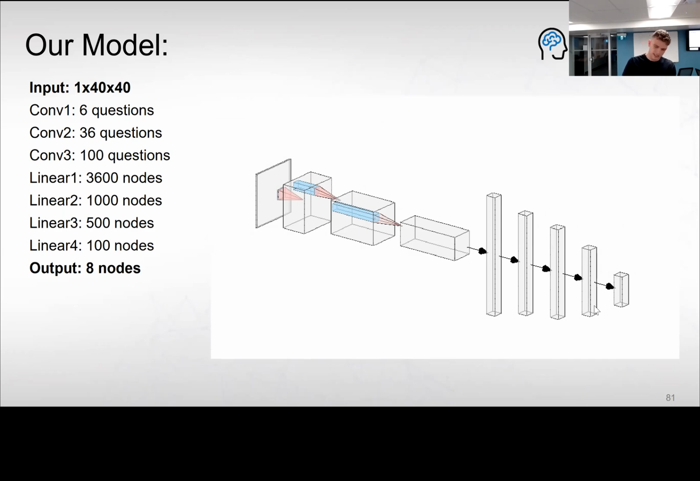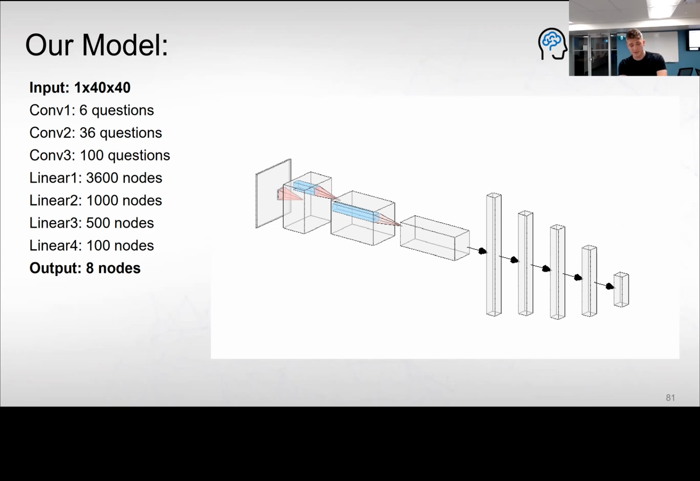We're going to pass that into a linear component, which starts with 3,600 nodes. We'll see why that's 3,600 nodes. It has to be 3,600 nodes. We'll get into that. Then it goes to 1,000, 500, 100, and the output of 8. Important number, 8. That is something we're going to go into and learn a little bit about. That's what it looks like.